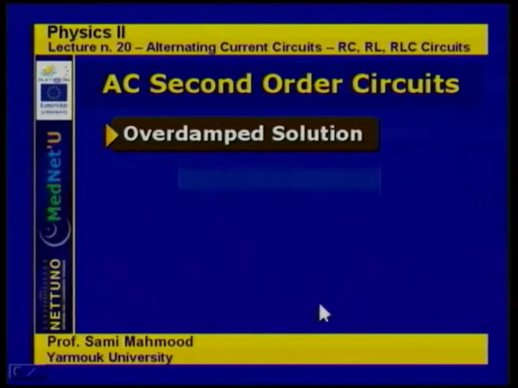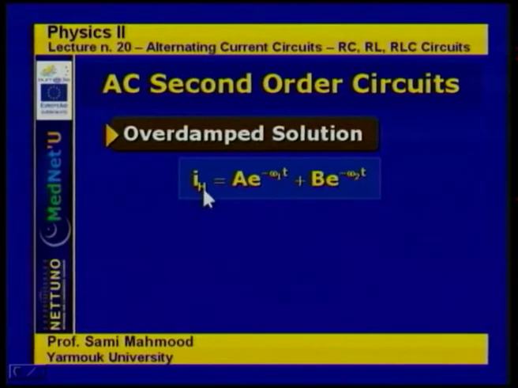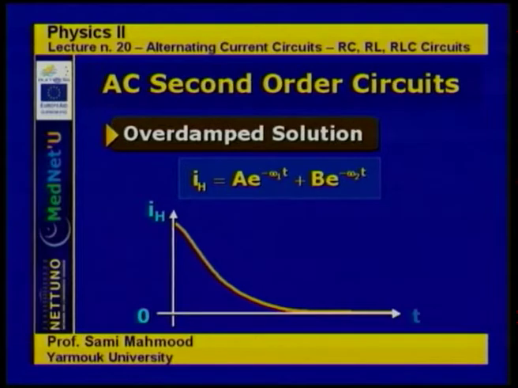And then the homogeneous solution is given, in this case, by I homogeneous equal to a times e to the minus omega 1 t plus b e to the minus omega 2 t. Here we replace the roots by omega 1 and omega 2, where omega 1 and omega 2 are both positive quantities. And then the homogeneous solution is exponentially decaying with time. So this is the overdamped solution when the discriminator is greater than 0.